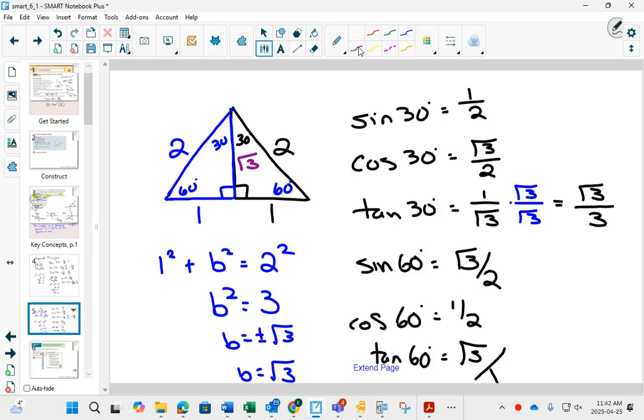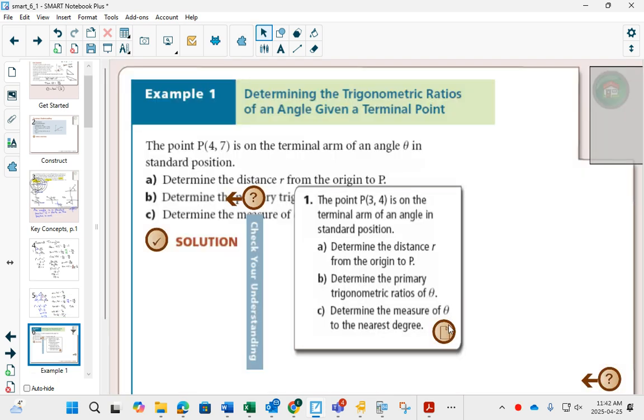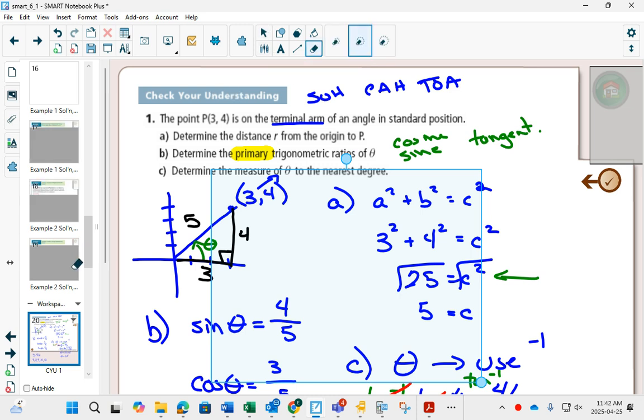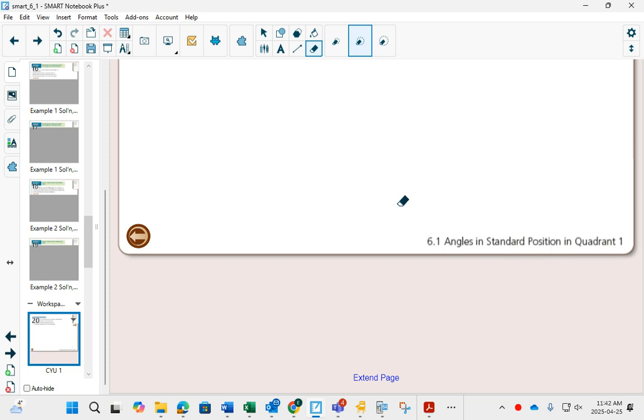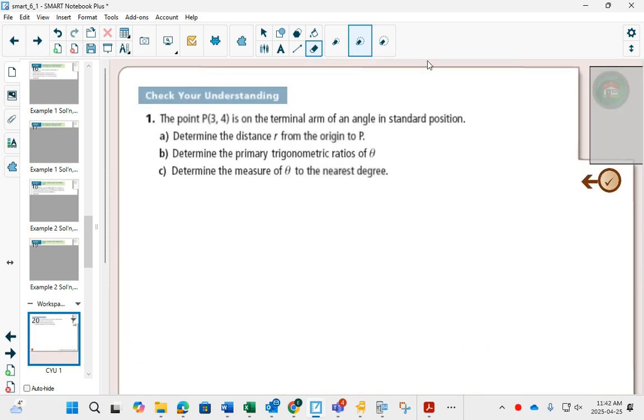Okay, circle questions 5 and 6, because they involve non-calculator stuff with these special triangles. But we're going to do example 1 together. And this example 1 is a calculator question.